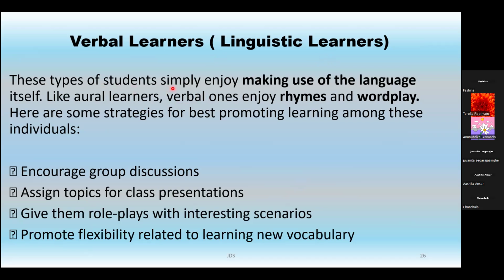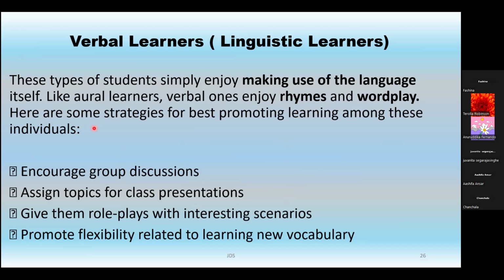These type of learners simply enjoy making use of language. So they are good at learning the language, first of all. Then the others, these people, they can learn language very successfully. Like oral learners, people who listen and learn. Verbal ones enjoy rhymes and wordplay, right? So they need to use the language practically to speak or maybe to sing. Verbally, they need to use the language.